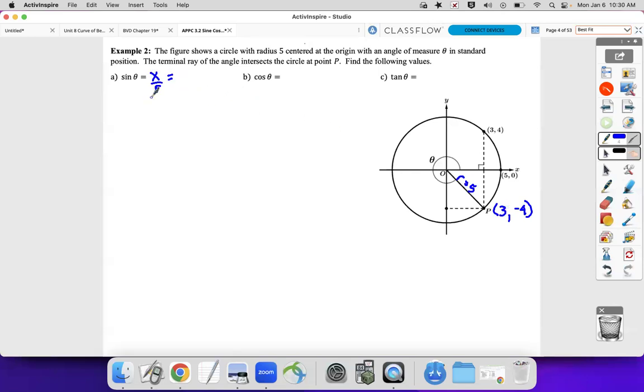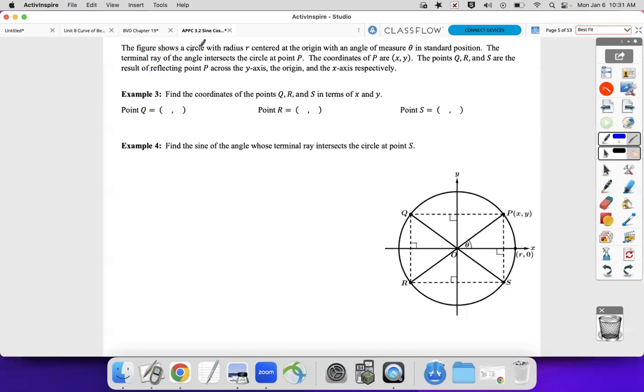So the sine is y over r, I beg your pardon, then our y value is negative 4, and our radius is 5. So the cosine is x over r, and that x value is 3, and the r is 5. And the tangent is the y over the x value, and the y again is negative 4, and the x is 3.